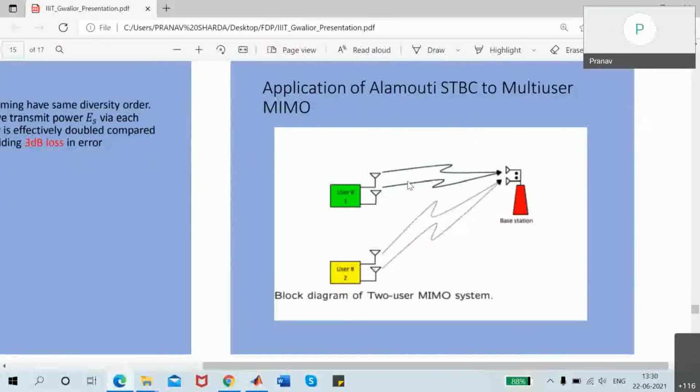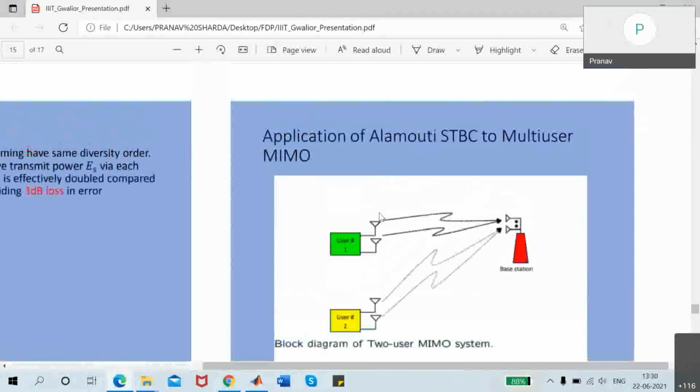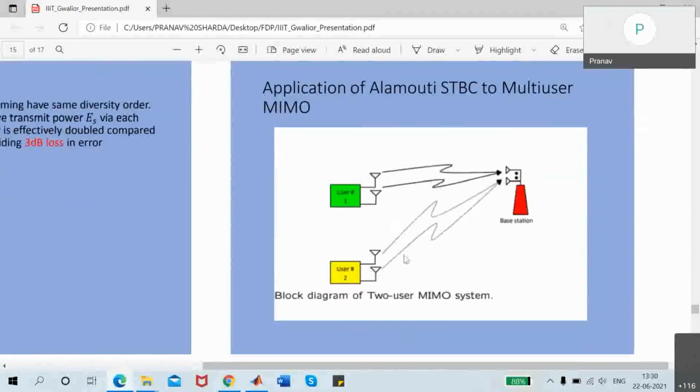So towards the end of this session, we are going to discuss one of the applications of the Alamouti STBC code, considering a multi-user MIMO scenario. So the block diagram representation of this two-user MIMO system is in front of you. You can see that we have two users at the transmitter side, user 1 and user 2. This slide was shown by Professor Manav Bhatnagar in the previous session.